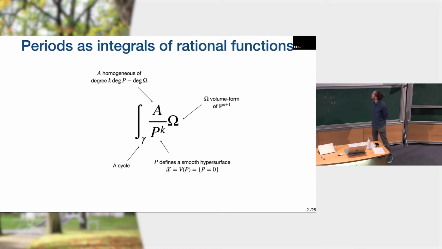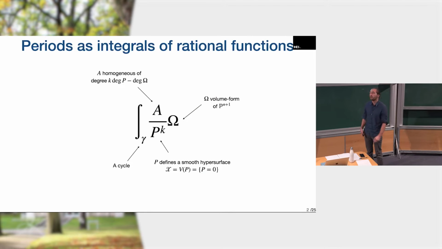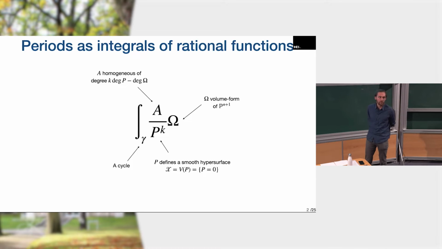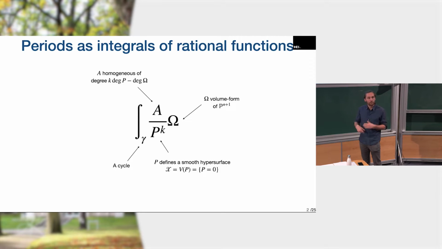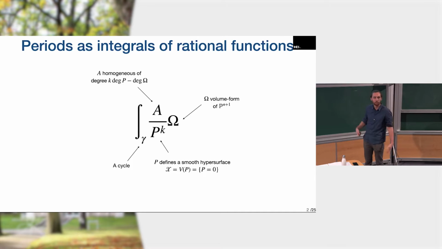And so if you do not know what a period is, for the sake of this presentation, you can simply understand them as some integrals of rational fractions, such as the one presented here. So you set yourself some polynomial p, which defines some smooth hypersurface, and then you look at some rational function, a over p to the power of k, which is homogeneous and which has some degree condition, so that the whole integrand has degree 0.